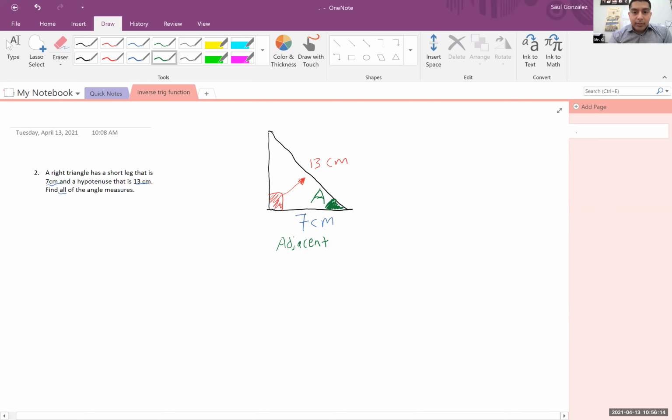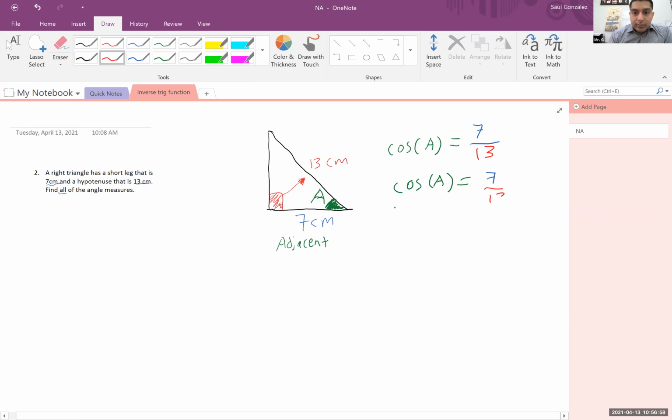All right, now that you've paused your video and had time to analyze this, the trig ratio that we need is the cosine. So the cosine of this angle A is going to be equal to the adjacent side, which is 7 centimeters on top, and the hypotenuse goes on the bottom, which is 13. All right, now I'm going to rewrite this trig ratio. Remember, our goal is to find this angle A.